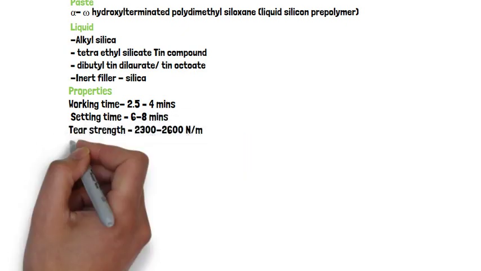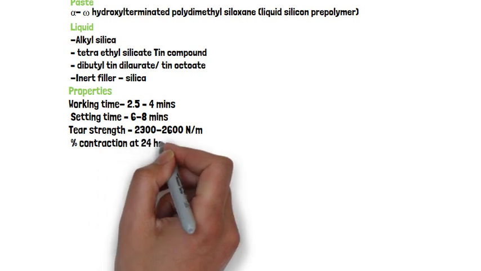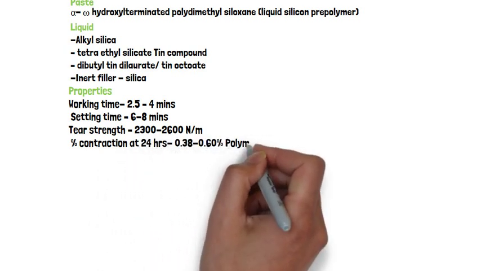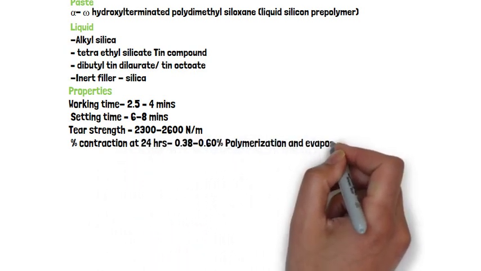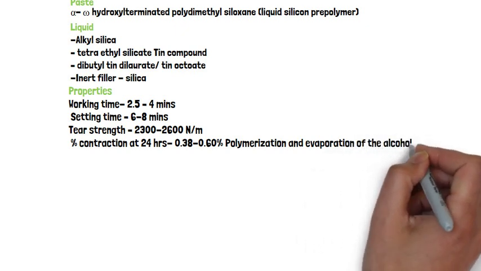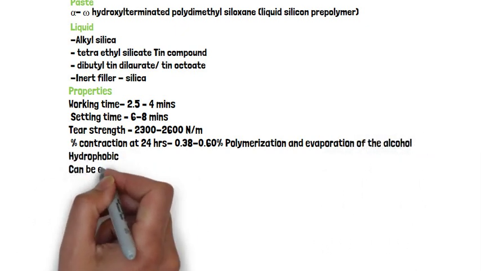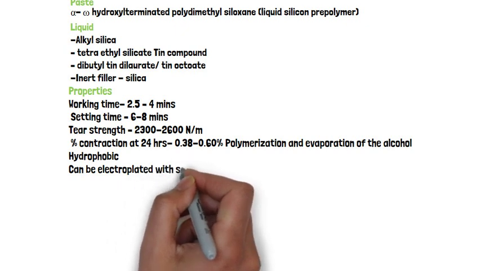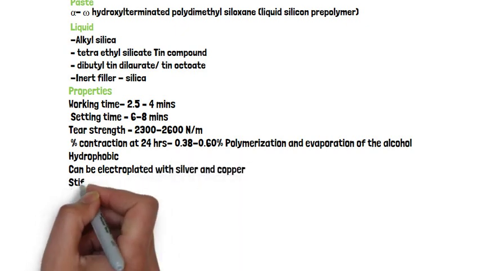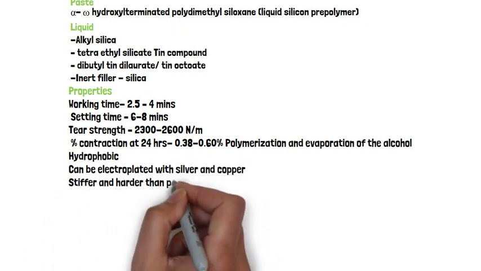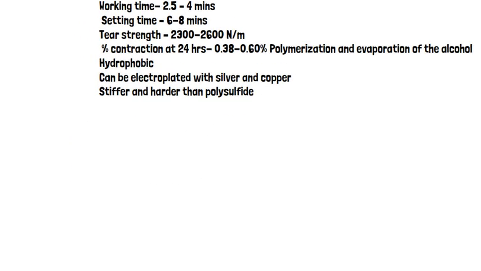Tear strength 2300 to 2600 N per meter. Percent contraction at 24 hours 0.38 to 0.60%, due to polymerization and evaporation of the alcohol. Hydrophobic. Can be electroplated with silver and copper. Stiffer and harder than polysulfide.